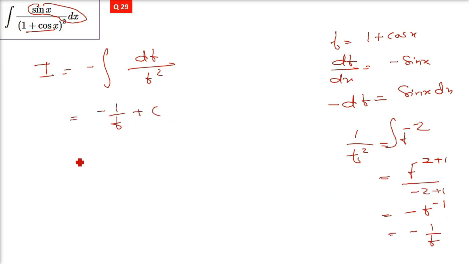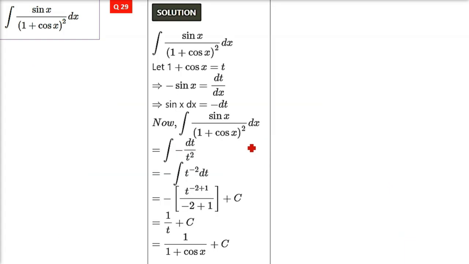This t is 1 plus cos x. So this will become negative 1 by 1 plus cos x. And this was minus, minus was already there in front. So negative will become positive. So 1 by 1 plus cos x plus constant of integration, that is the final result. So this is the answer of this question in the printed form. This is the way you are going to write when you are solving it.